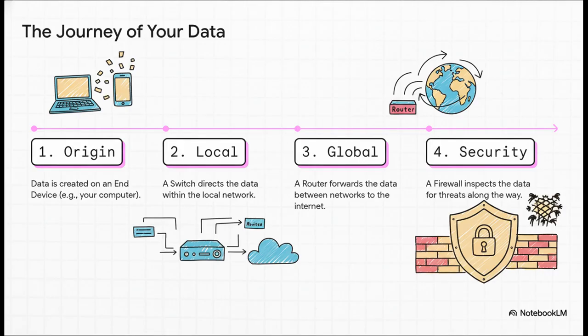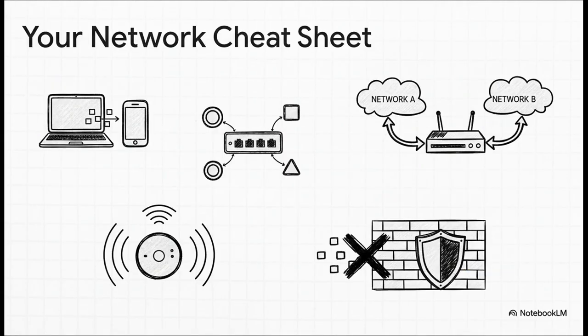See, every single device plays its part perfectly. So let's boil it all down to a super simple cheat sheet. If you forget everything else, remember this. End devices, they create the data. Switches, they connect devices locally. Routers, they connect different networks. Access points, they give you that sweet, sweet Wi-Fi. And firewalls, they protect the whole shebang. Pretty straightforward when you put it like that, huh?